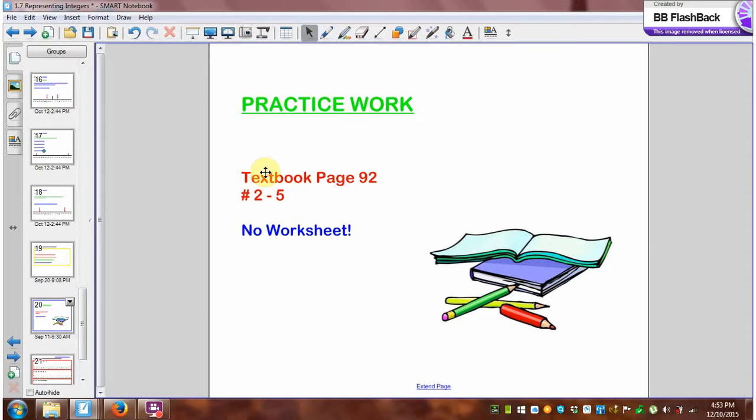So practice work, textbook, page 92, number 2 to 5, and they're very short questions. Okay, so give those a try. Work together. Ask an older student if you're stuck on these questions, or ask me if I'm available. Okay, good luck.